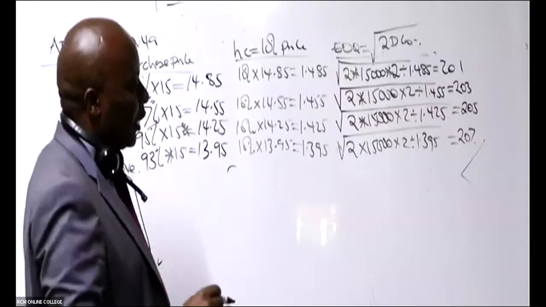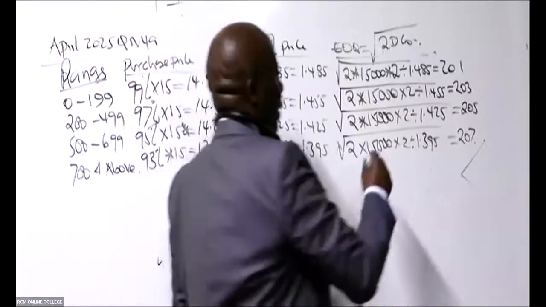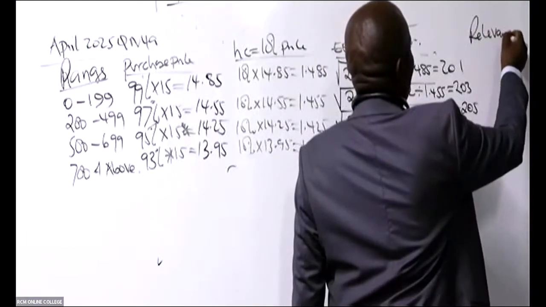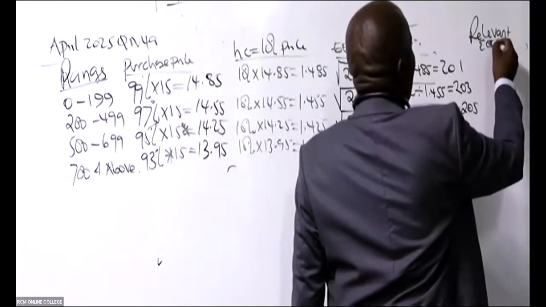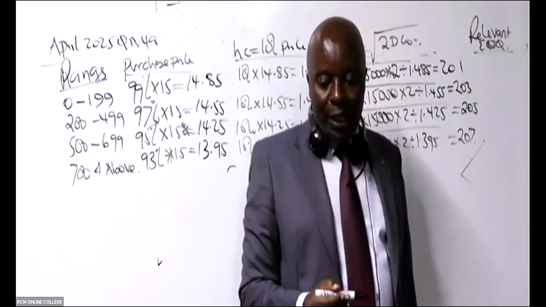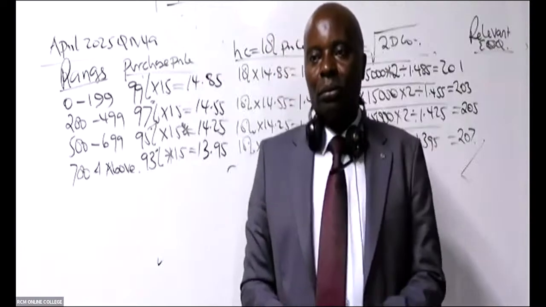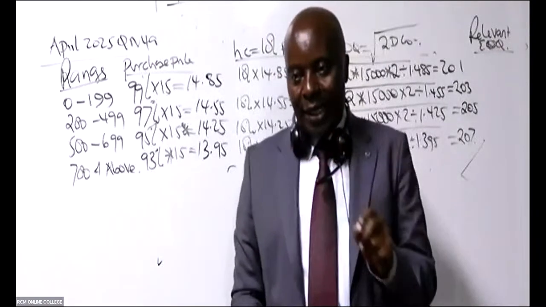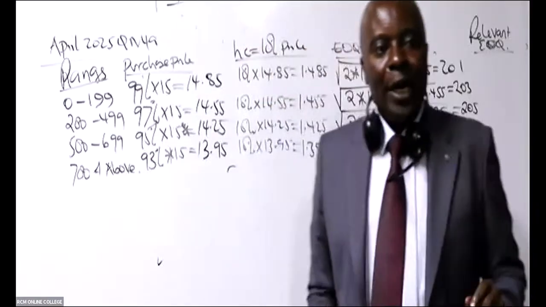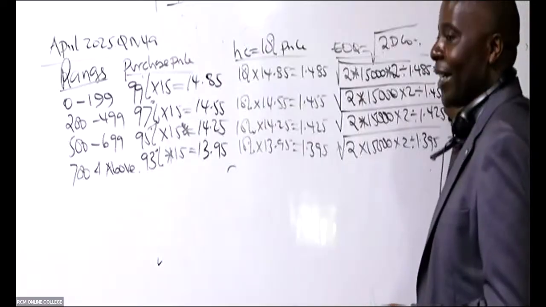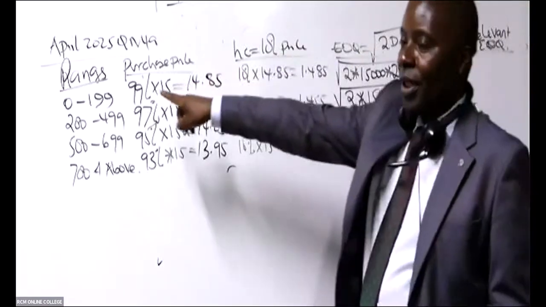Give us what we call the relevant EOQ. For each class, give us the relevant EOQ. So now compare your calculated EOQ values with your classes. We start with the first class. So first class, I'm getting 201. Compared with the range, where is it?